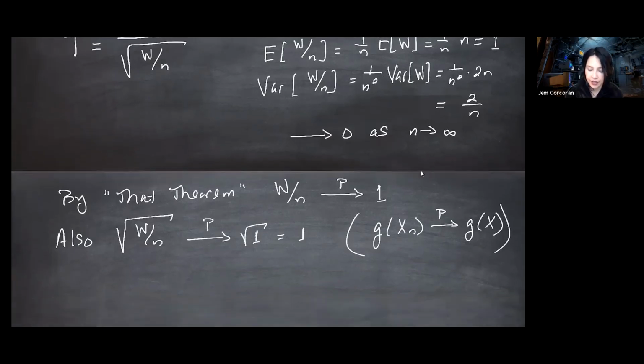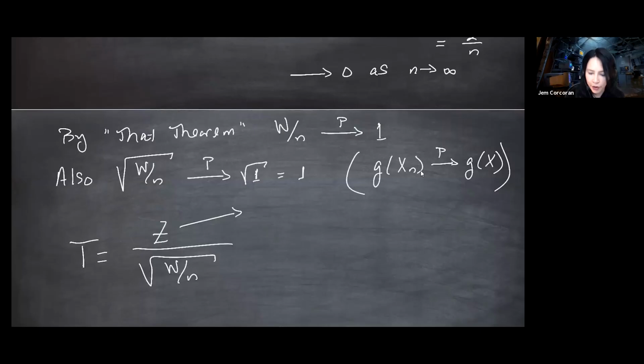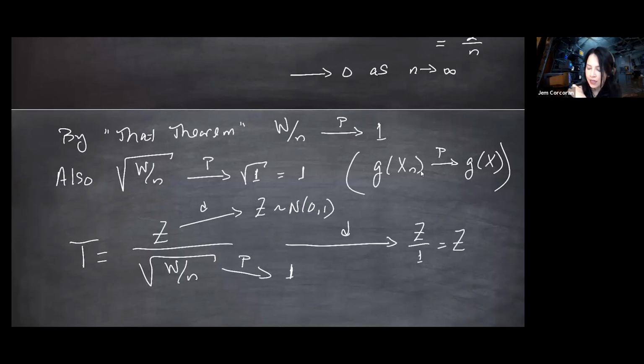And so to finish this off, I've got T is Z over the square root of W over n. This is going, not really going anywhere, but in distribution to a Z that is normal 0, 1, and this denominator is going in probability to 1. So the whole thing is going, in the weaker sense of distribution, to Z over 1, or Z, which is normal 0, 1. And again, this is by Slutsky's theorem.